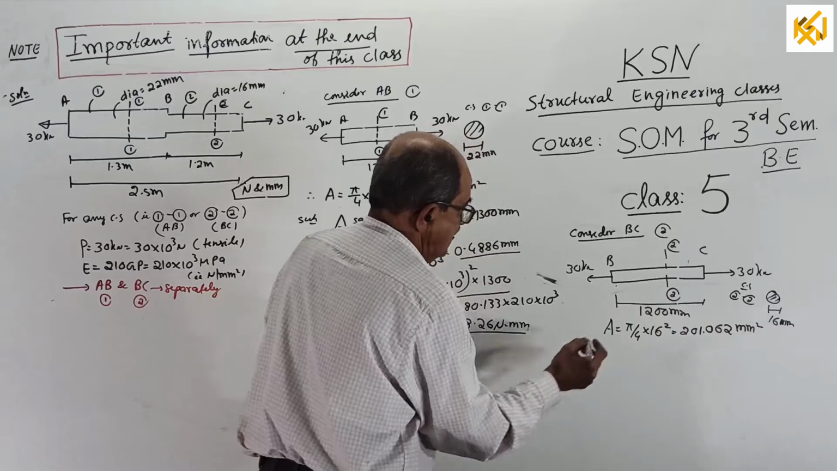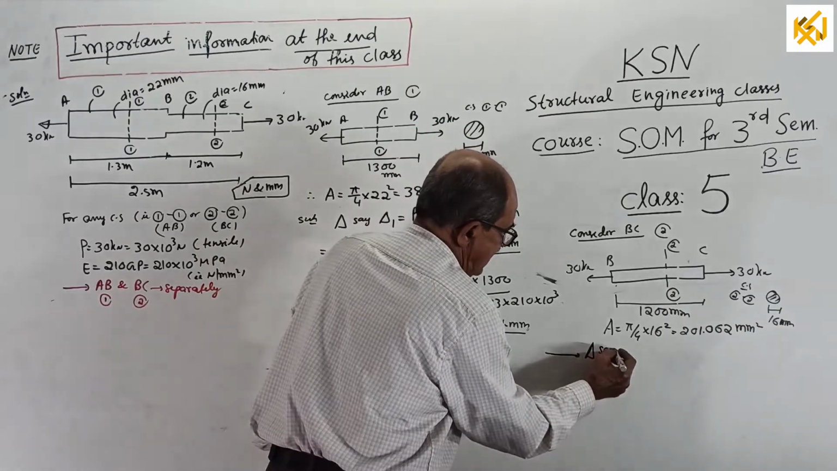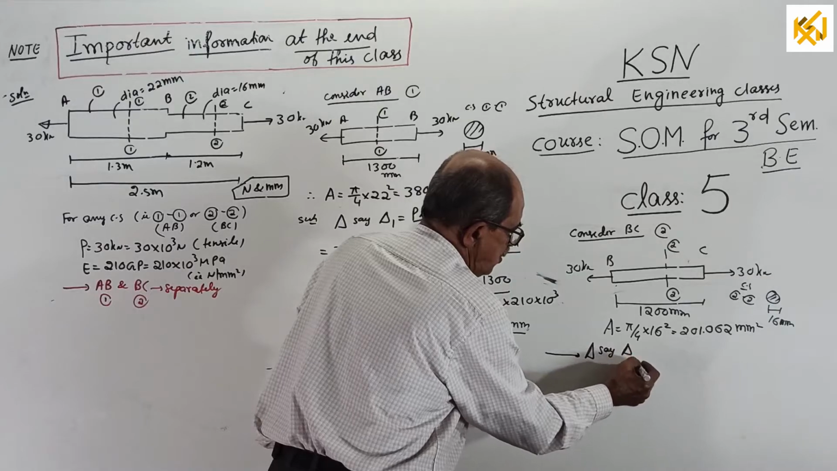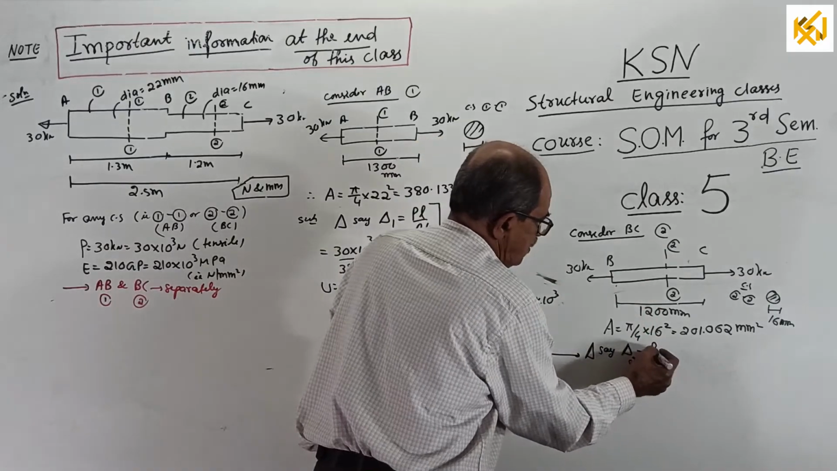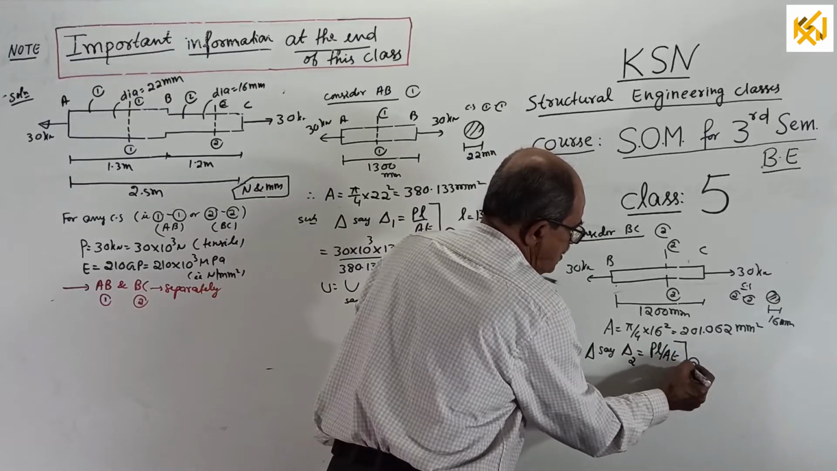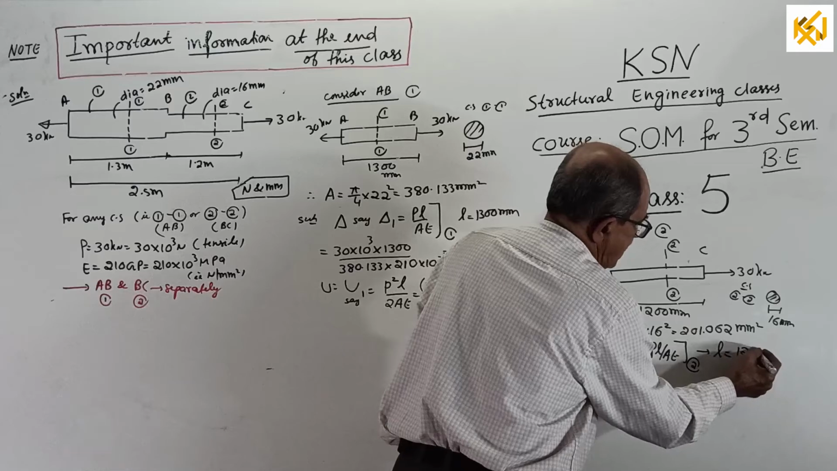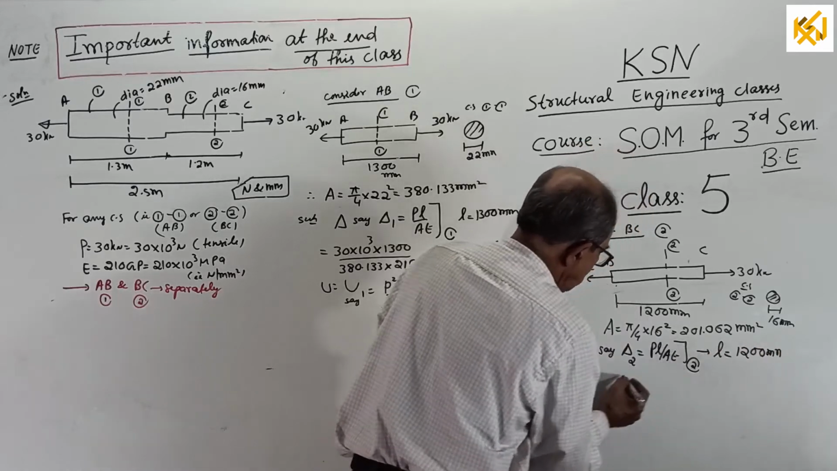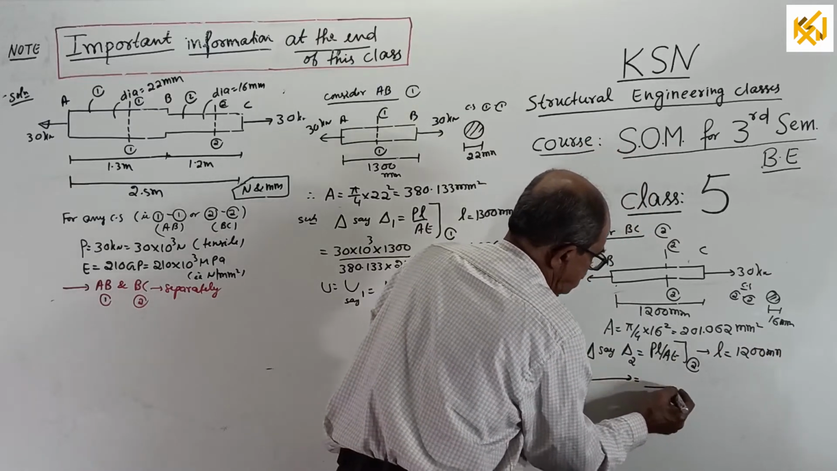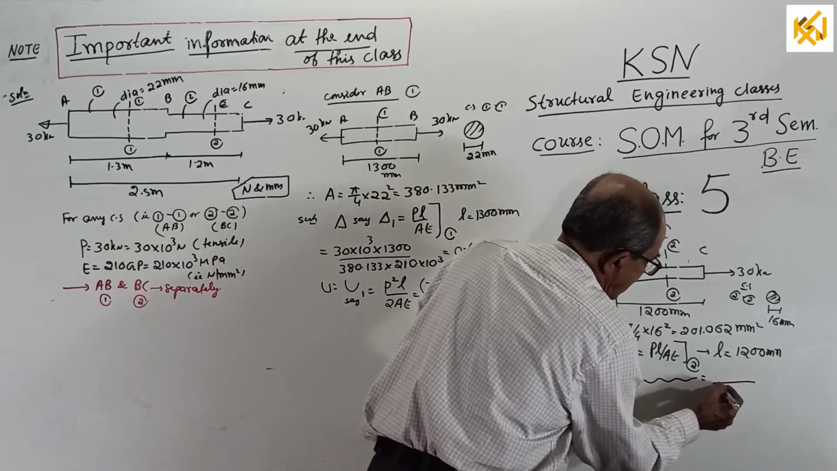Okay, now you should do one thing. It is your problem. Substituting delta 2 equal to PL by AE for part number 2, and for this part length equal to 1200 millimeter. Now substitute and get delta 2. You show the calculation. You enjoy it.